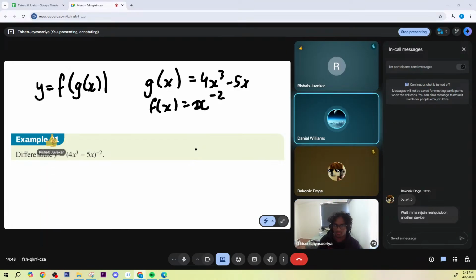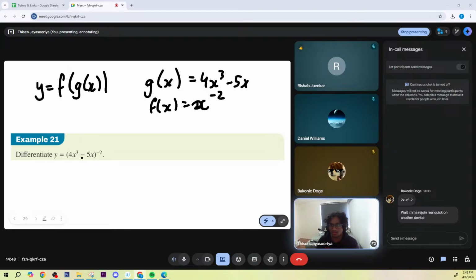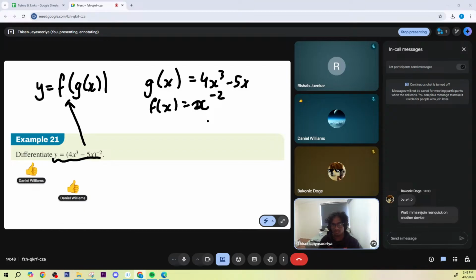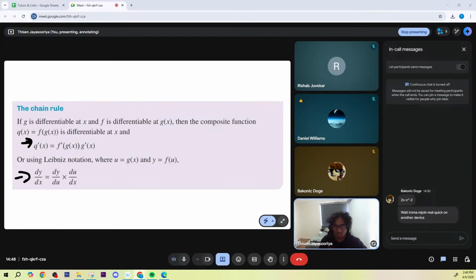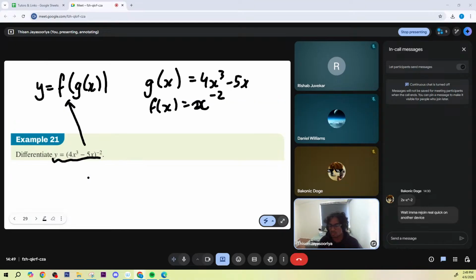Could you say that one more time? So here we can write this function as a composite function, where g of x equals 4x cubed, take 5x, and f of x equals x to the power of -2. Yeah? Then we'll look back at this chain rule formula. I'm going to just use this one here. The Leibniz one also works, you just use y and u. I'll show you both of them.